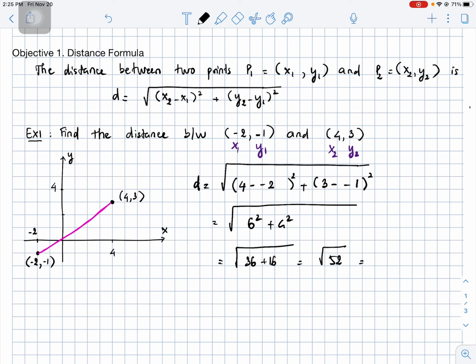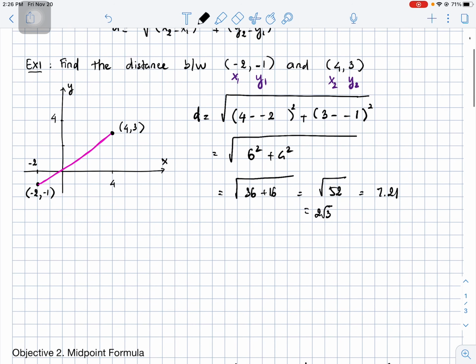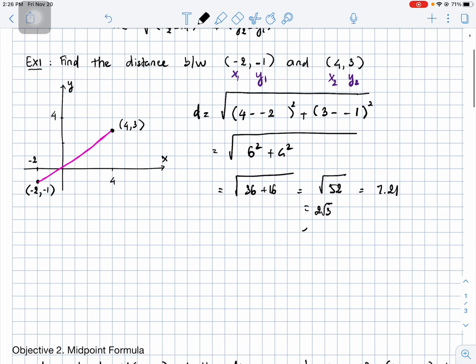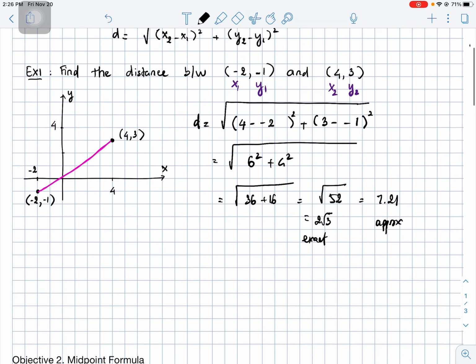If you use a calculator, you will get the answer is about 7.21. So the exact answer is 2 square root of 13, because we simplify the square root of 52. So this is called exact, and this one is the approximate, 7.21.